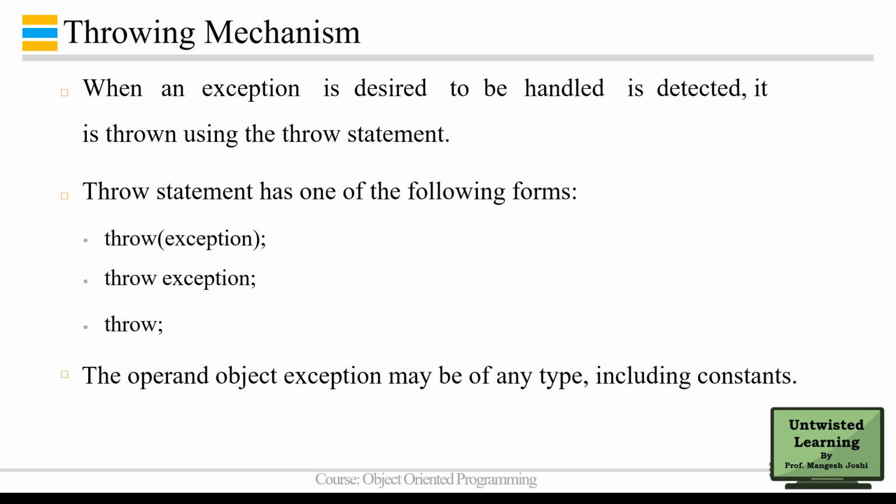So let us have a more detailed idea about the throwing mechanism. When an exception that is desired to be handled is detected, it is thrown using the throw statement we have just seen. Now this throw statement has one of the following forms: throw exception, then throw exception without parentheses, and simply throw. The operand object exception may be of any type, including constants as well.